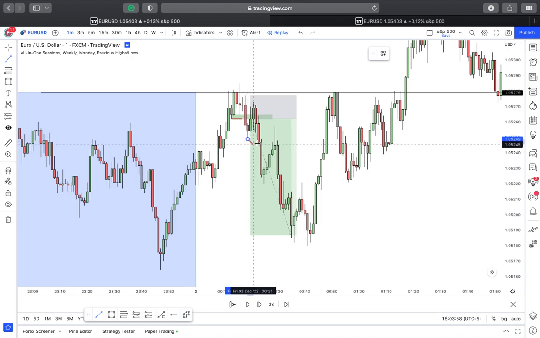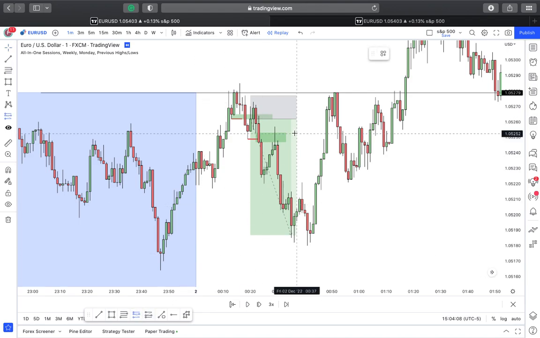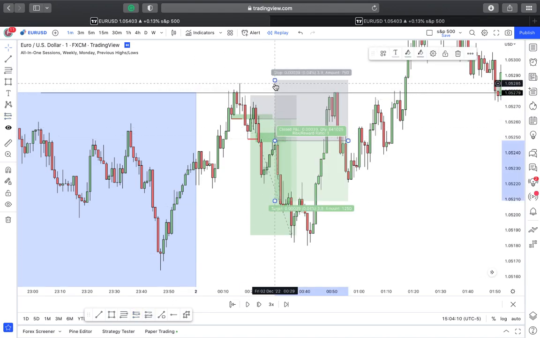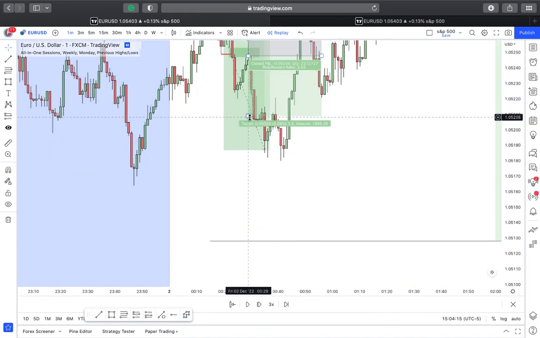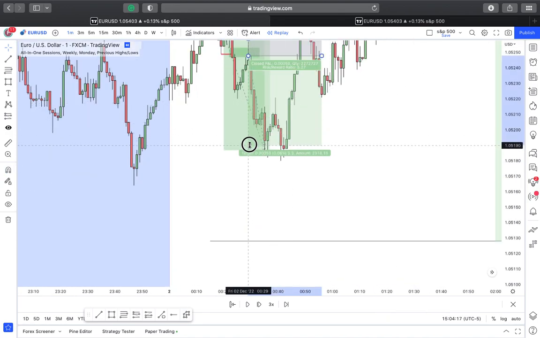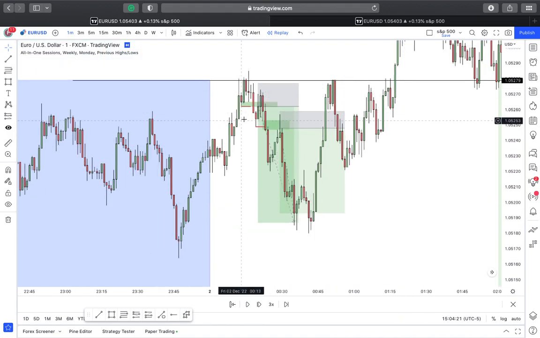Another market structure shift, and after the market structure shift, you have this fair value gap. My bad. Your entry, your stop loss, your target 5 hour. 5 hour.